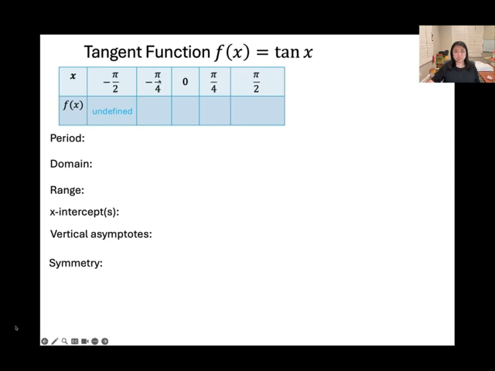How about tangent of negative pi over 4? You're going to get negative 1. Tangent 0 will be equal to 0. Tangent pi over 4 will be positive 1. And then pi over 2 will be undefined. Okay, based on the table, I want you to try to graph y equal to tangent x.